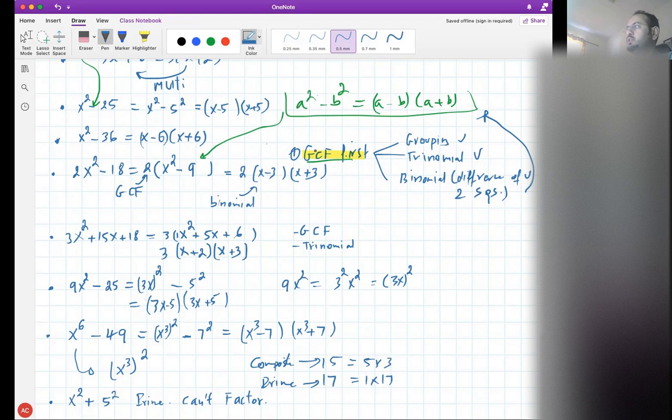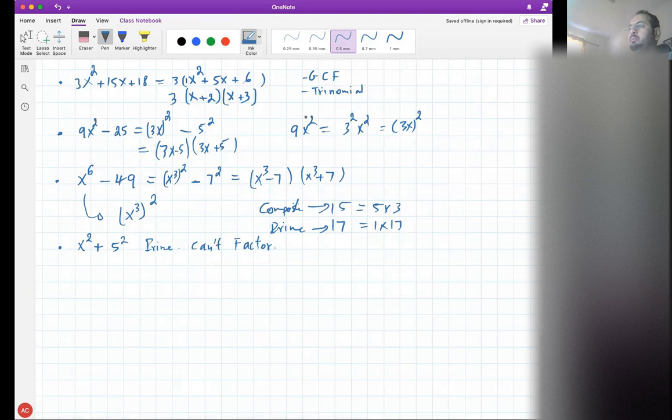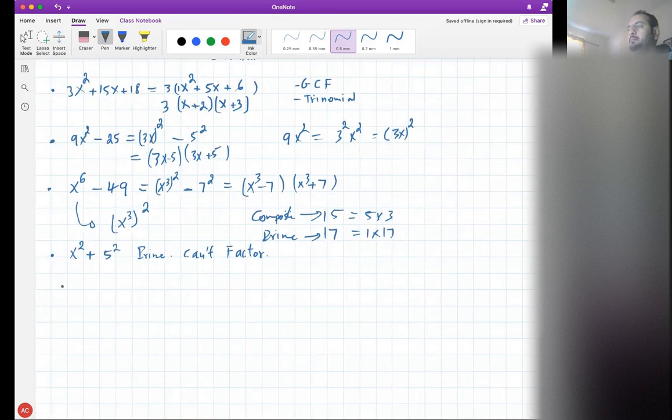So always look for a GCF first, and then use the GCF to factor, and then try again to factor using one of these. Or if the GCF doesn't work, then try one of these, see if you can use one of these. Just keep in mind, sometimes you can't factor. Whatever you do, you won't be able to factor. That would be called prime. For example, this is prime.